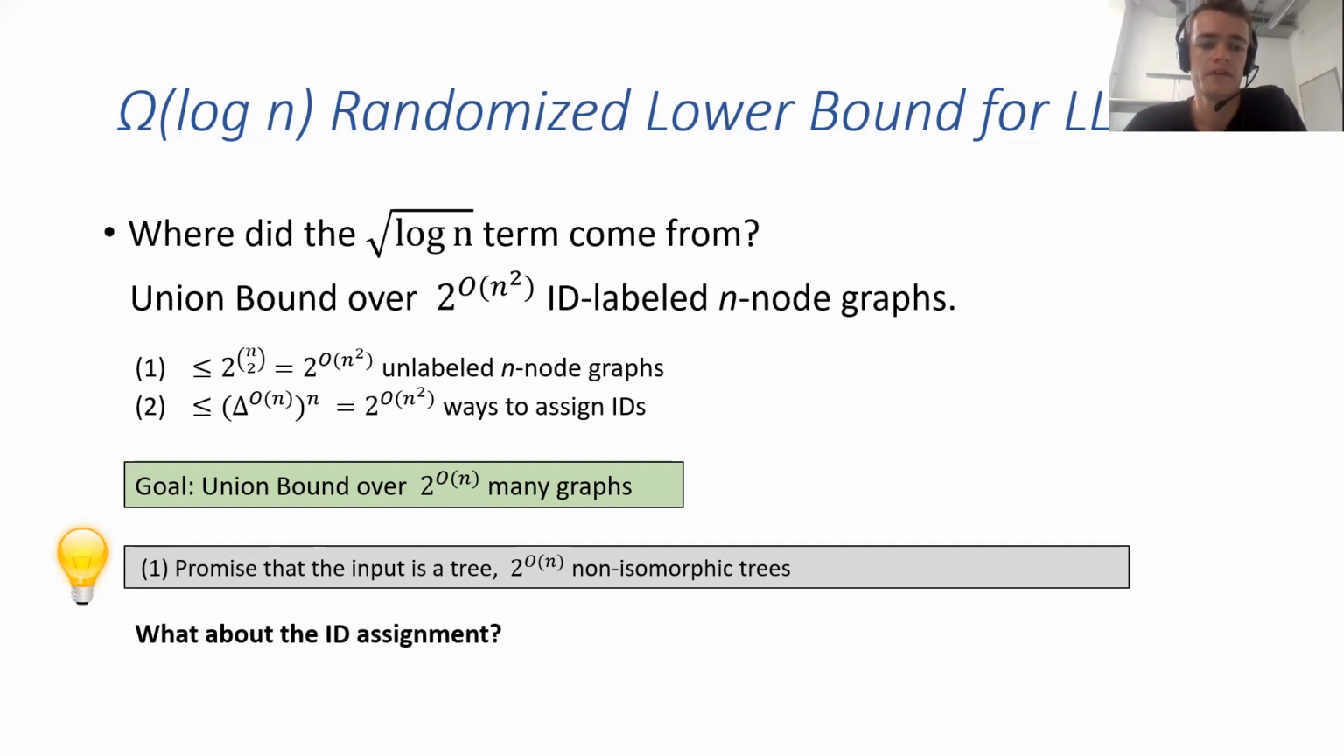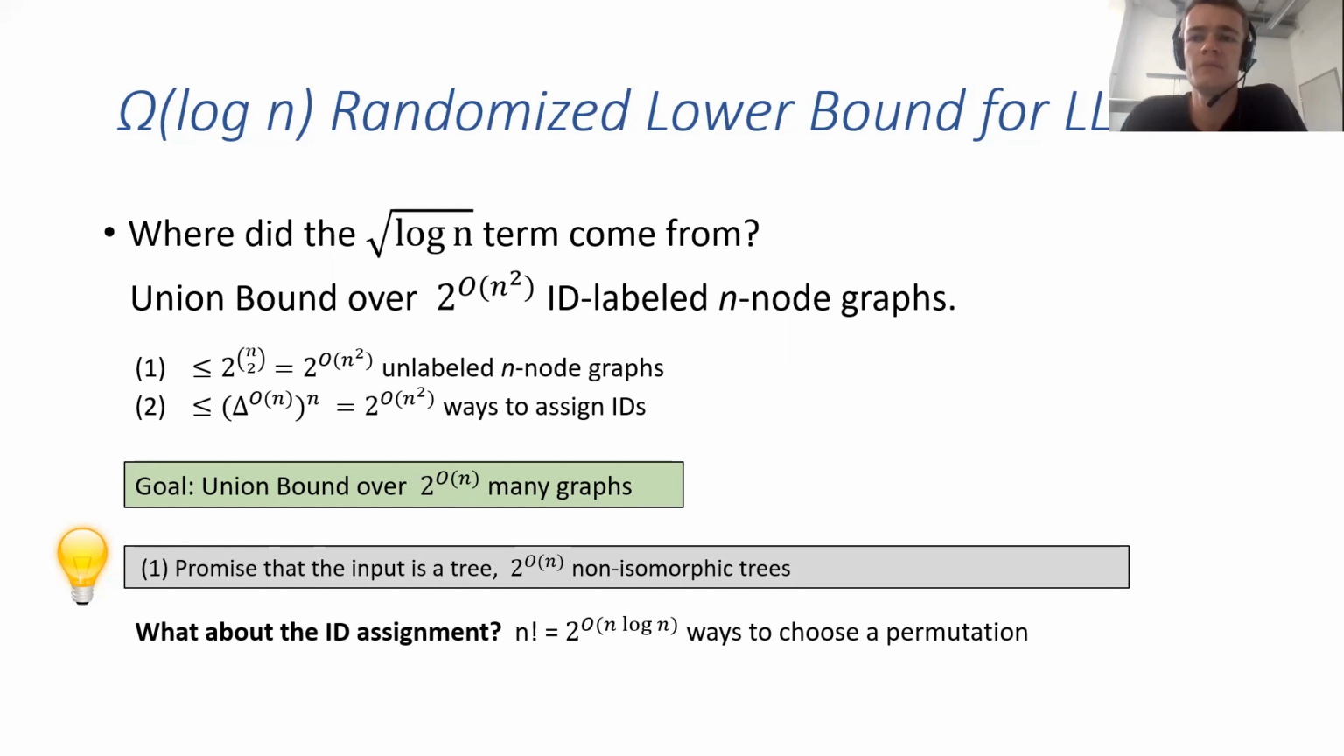Okay, and then the question is, what about the ID assignment? And now this is really not so easy to solve, because assume that we don't care about exponential IDs, but even if we assign the nodes just a unique ID, just a permutation, even then there are n factorial, which is equal to 2 to the order n log n many ways to choose a permutation. And this would only result in the lower bound of omega log n over log n.